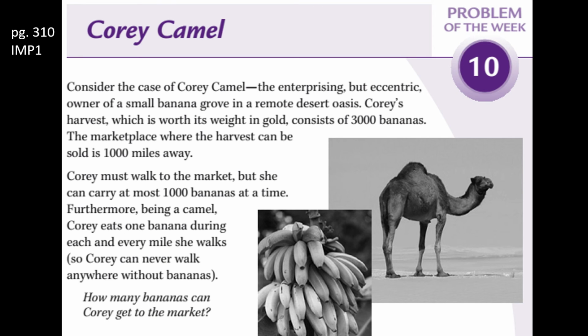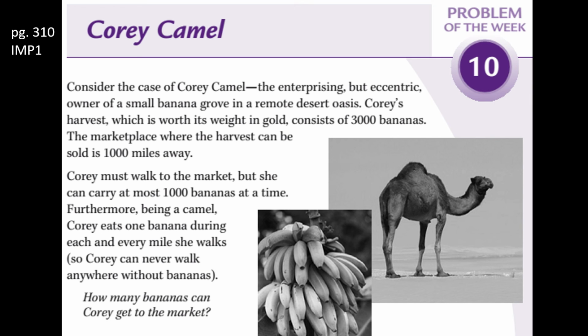So the question I want you guys to figure out is, how many bananas can Corey get to the market, or what's the most amount of bananas Corey can get to the market? Now, if you first tried, it might sound impossible because she puts 1,000 on her back, she walks, by the time she gets there, she's eaten them all. So I will just tell you the way to make this problem work. I don't think I'm giving it away here. She's allowed to drop bananas and then walk back and get more bananas.